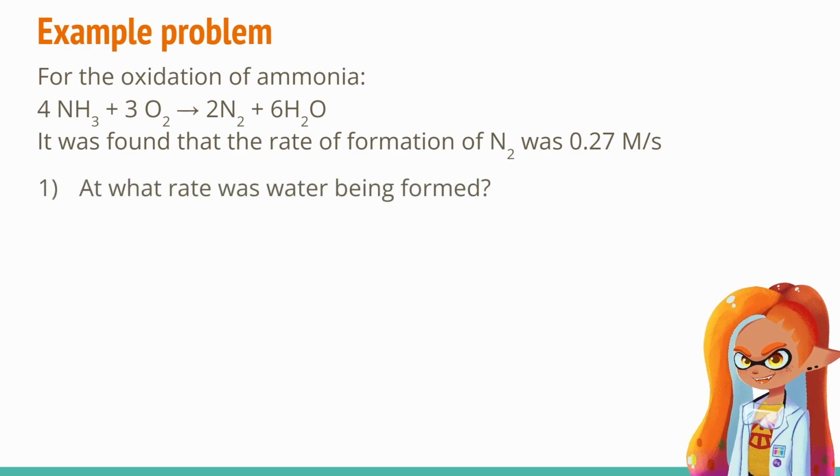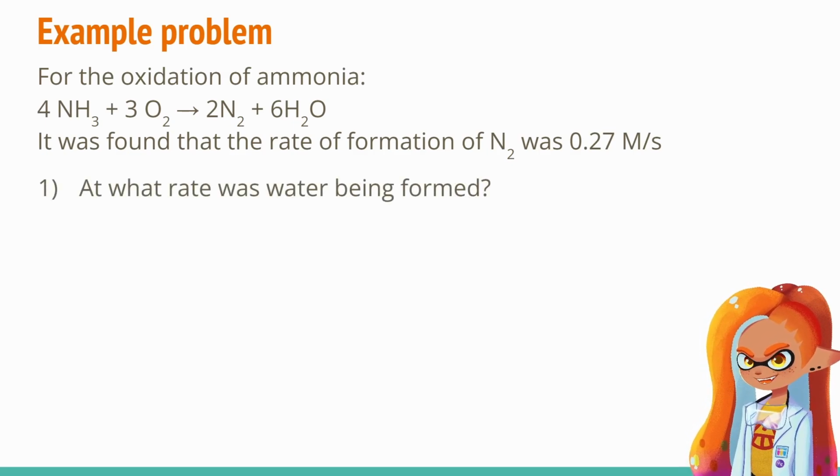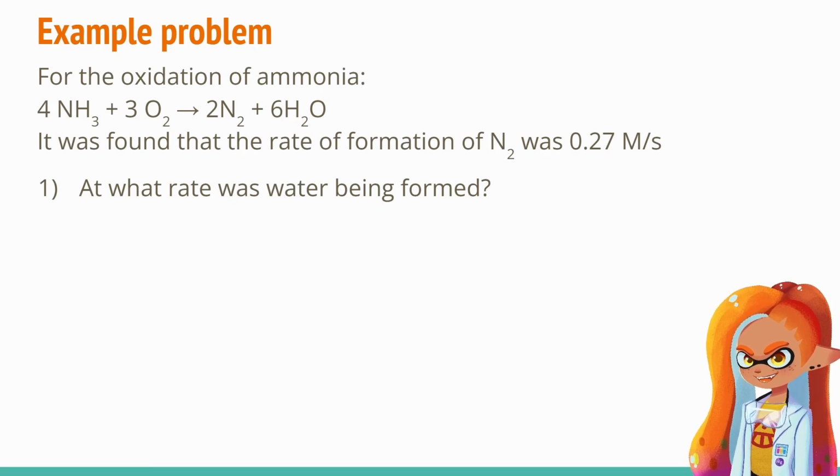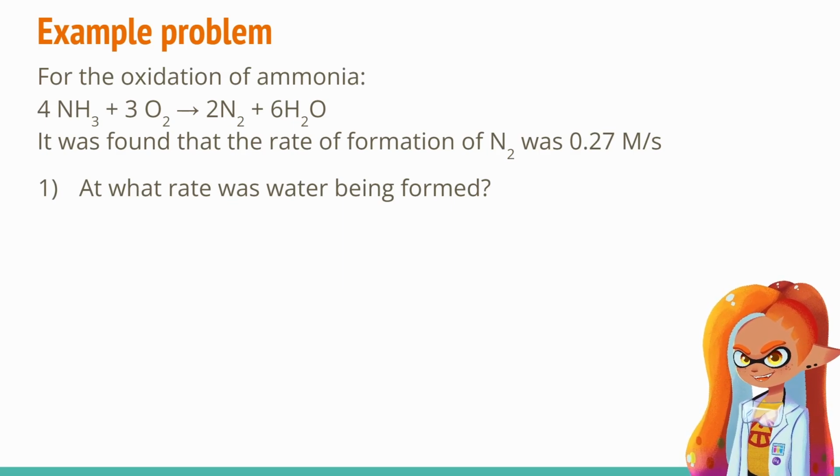Here's a problem. We've got an equation. We have a rate of formation, aka how much nitrogen is being made, of 0.27 moles per second. So we can determine the rate of water formed. We can determine how much oxygen was used up. We can determine how much ammonia is used up. All of those things can be calculated.